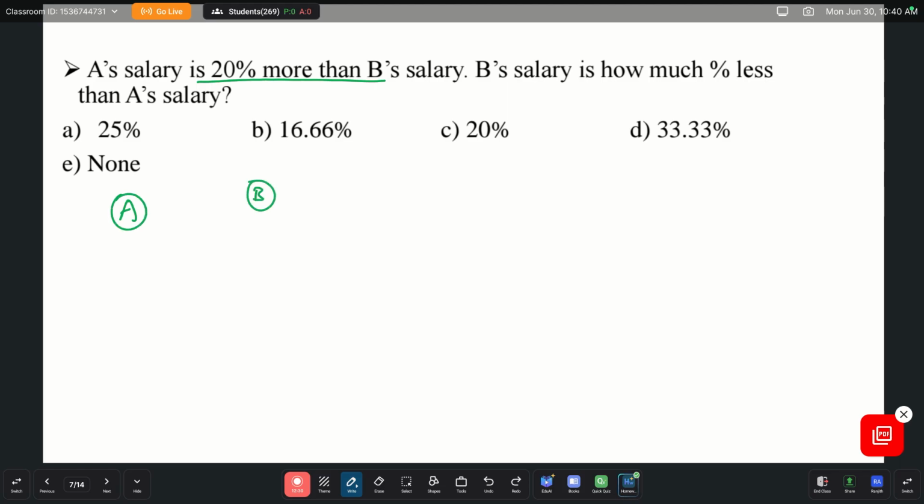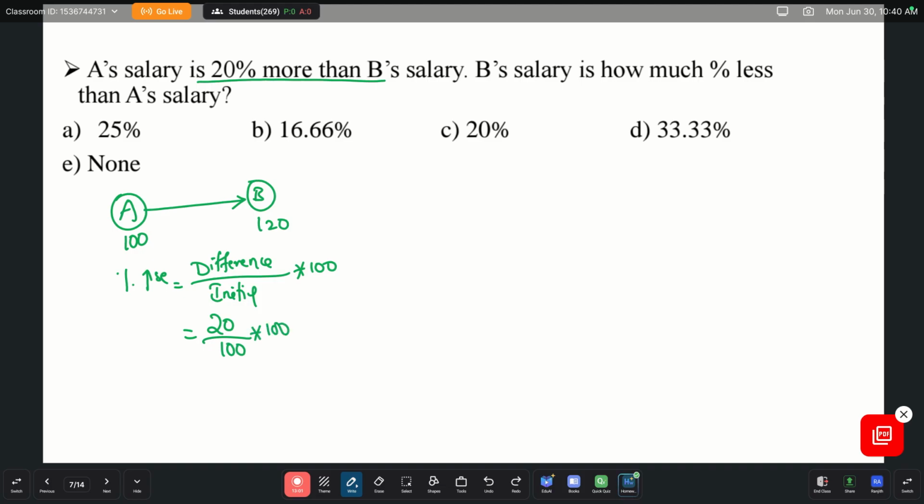A to B, 20%, 100 to 120. How much percentage increase is nothing but difference by initial into 100. Difference equal to 20, initial value equal to 100, into 100. How much percentage is the increase? 20% is the increase. 100 to 120, 20% is the increase.